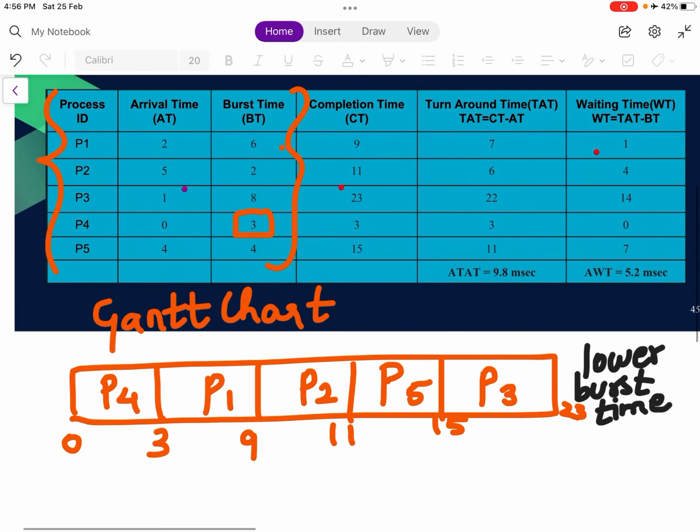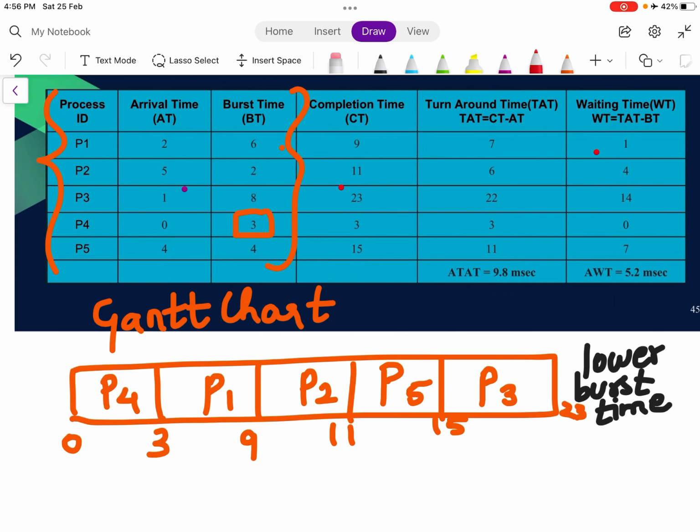So we'll write the completion time. Completion time for P1. P1 is completed at 9. So 9 will write. P2 is completed at 11. P3 is over here. So P3 is at 23. P4 was completed at 3. P5 is completing at 15.